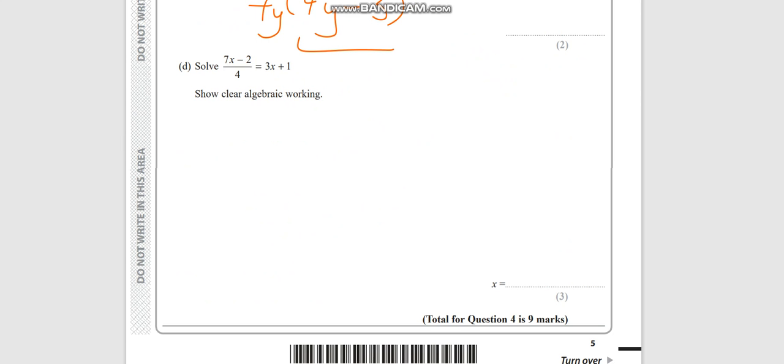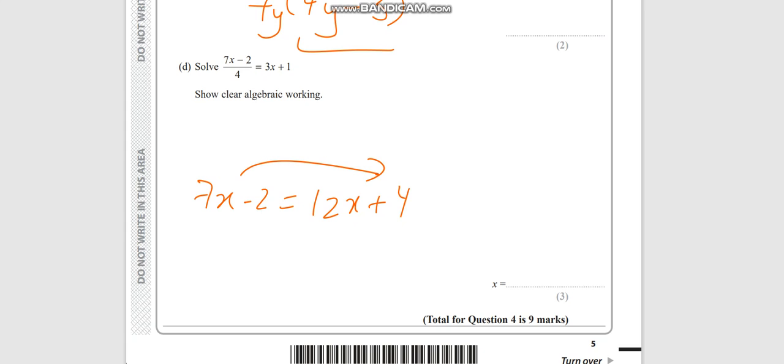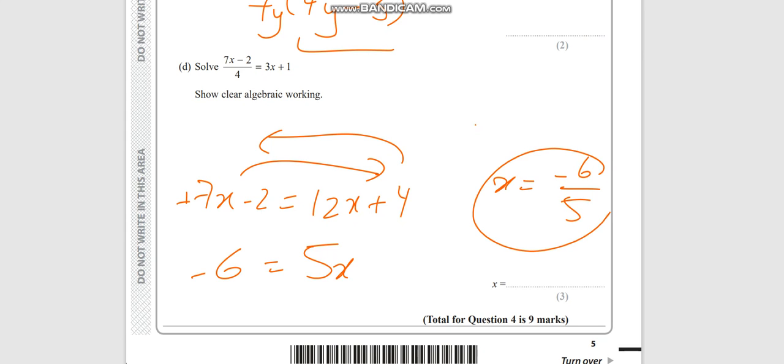So solving with clear algebraic working, multiply the brackets out or the fraction out. So that's 7x minus 2 into 12x plus 4. 7x and 12x, 7x goes there, 4 goes there. So that's minus 6 into 12 plus 7, which is 19x. Oops, I totally forgot that was positive 7, so that would be subtracted that side. So that's 5x equals minus 6. To find x, that's minus 6 over 5. So that's our answer here.